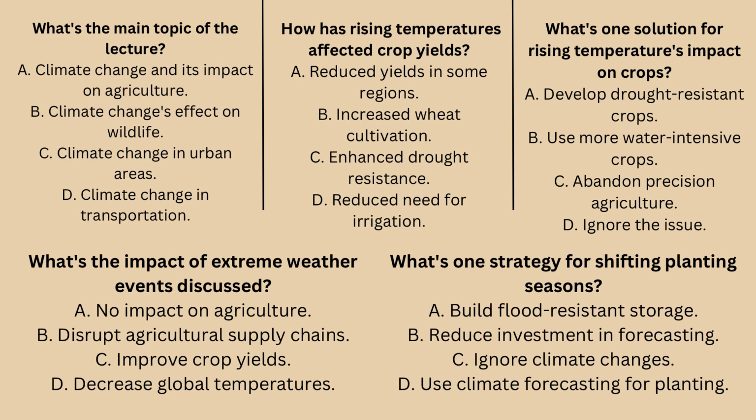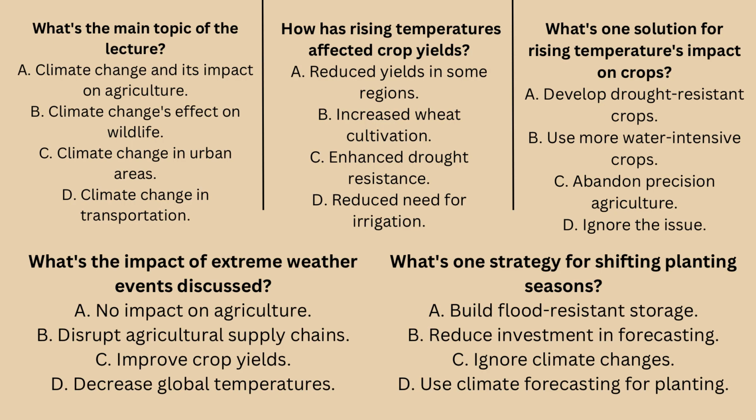Additionally, precision agriculture techniques, such as soil moisture sensors and irrigation management systems, are being employed to optimize water usage on farms. Next, we'll delve into the issue of extreme weather events. Climate change has been linked to an increase in the frequency and intensity of extreme weather events, such as hurricanes, floods, and wildfires. These events can cause significant damage to agricultural infrastructure and disrupt supply chains.